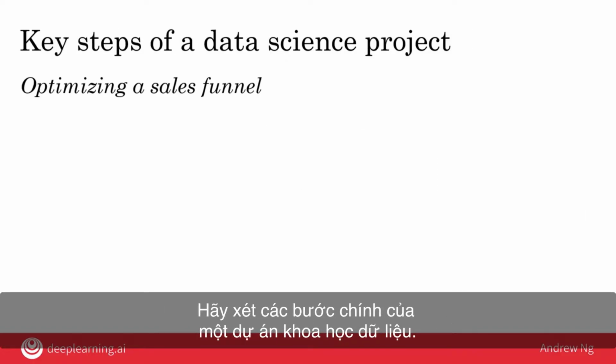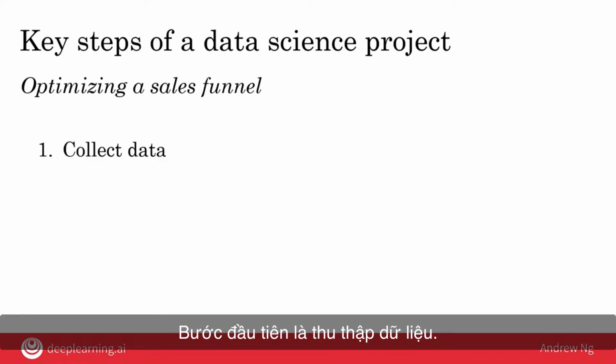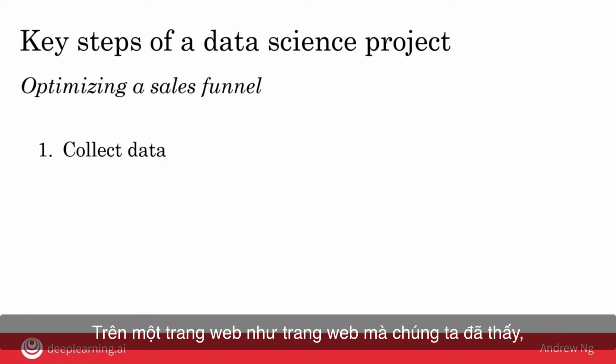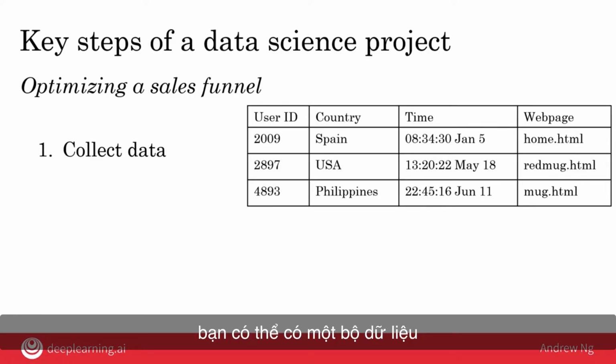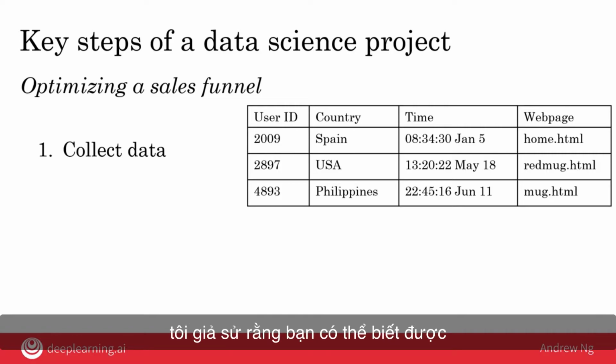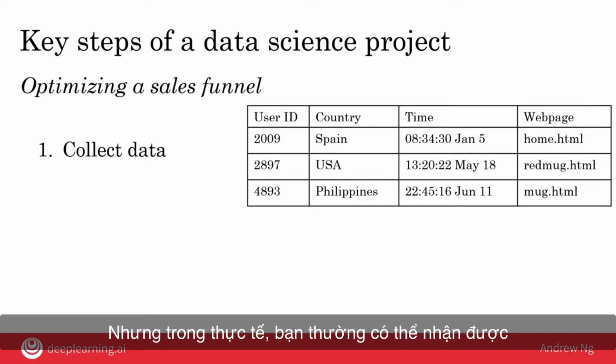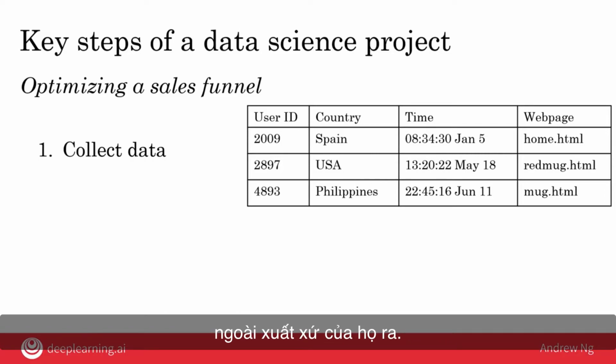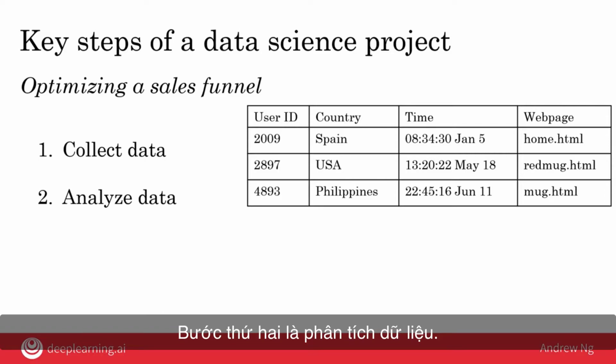Let's look at the key steps of a data science project. The first step is to collect data. So on a website like the one we saw, you may have a data set that stores when different users go to different web pages. In this simple example, I'm assuming that you can figure out the country that the users are coming from. For example, by looking at their computer's address, called an IP address, and figuring out what is the country from which they're originating. But in practice, you could usually get quite a bit more data about users than just what country they're from. The second step is to then analyze the data.